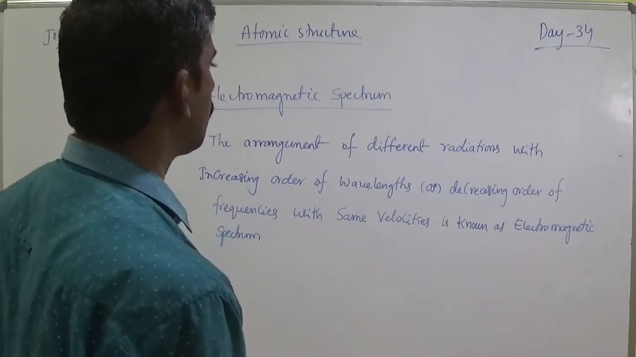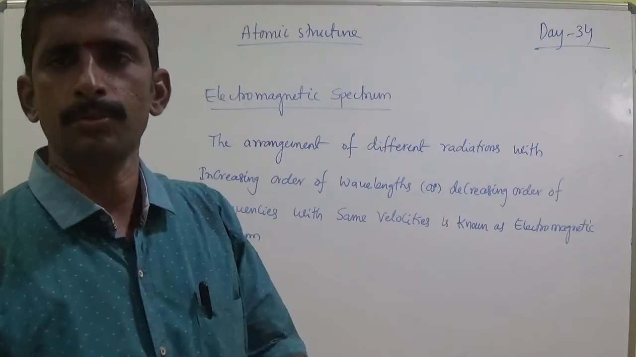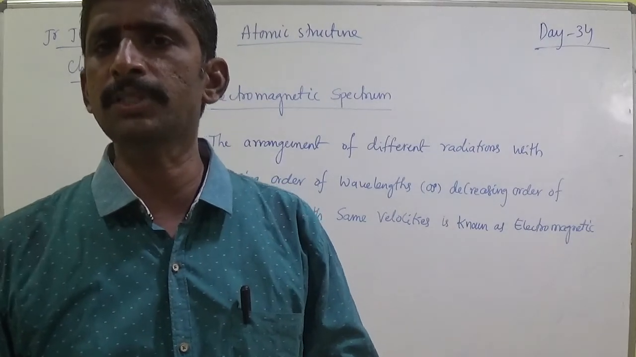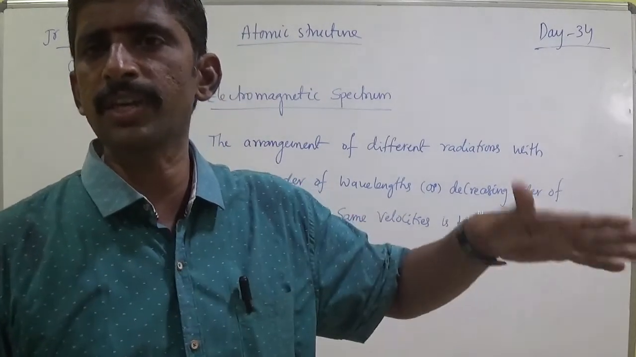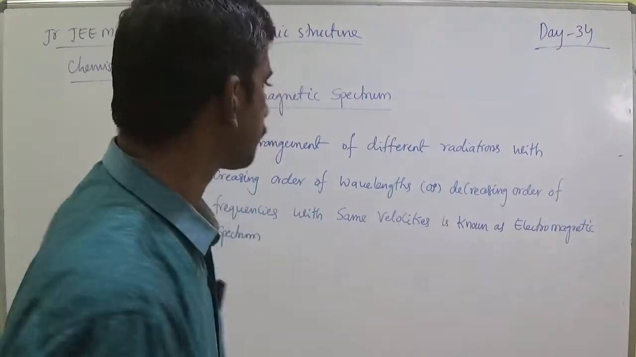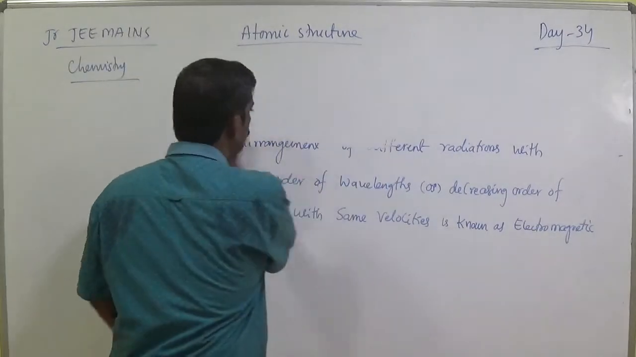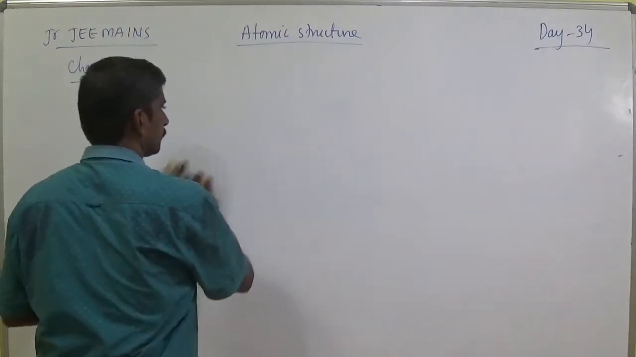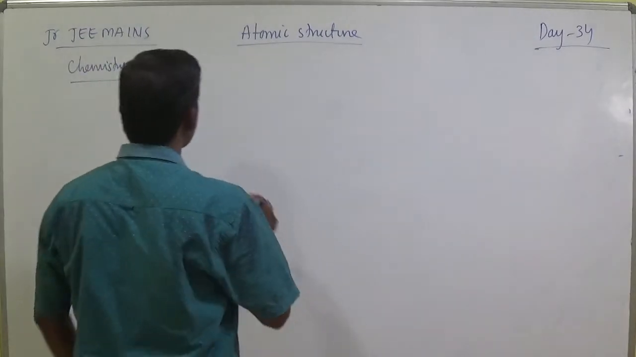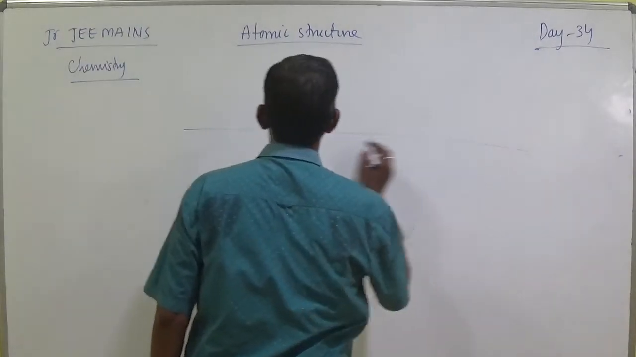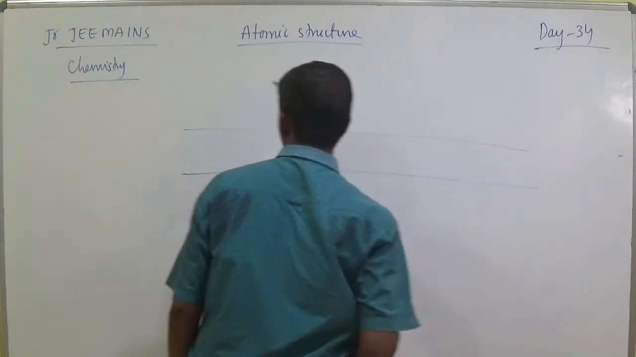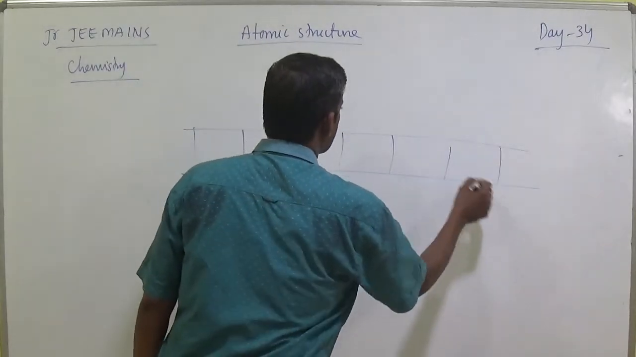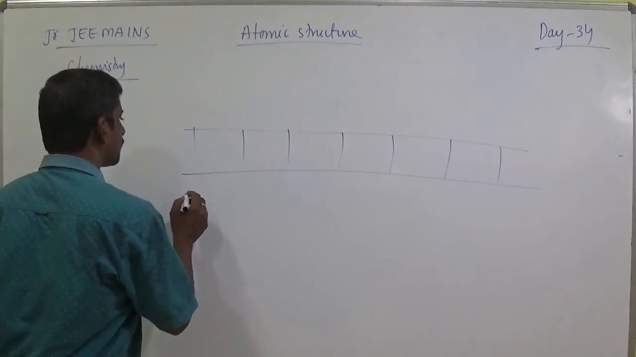Okay, now I am giving, no need of values, we want the order. Generally we know frequency is inversely proportional to wavelength. Wavelength increases means frequency decreases. Simply I will give the order. Here, which one is first in order?